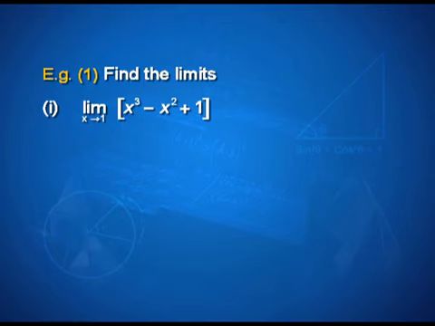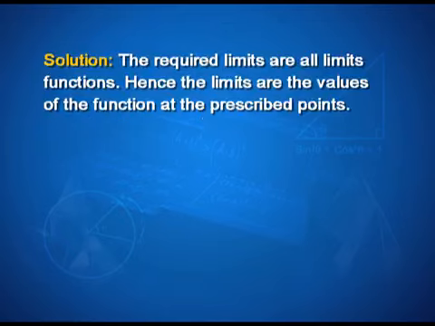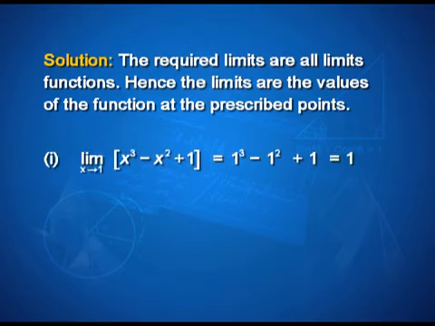Here, for the solution, the required limits are all limits of some polynomial functions. Hence, the limits are the values of the functions at the prescribed points. So, we have for the first one, limit of x cube minus x square plus 1 as x tends to 1 is 1 cube minus 1 square plus 1, that is equal to 1.